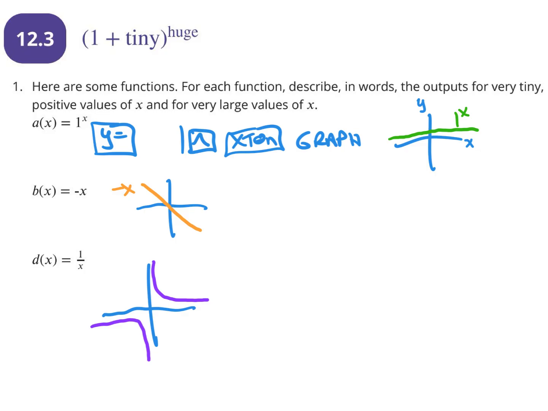When x is positive, as x approaches 0 from the right, y goes to 0. No, I'm sorry, positive infinity. As x goes to positive infinity, y goes to 0.